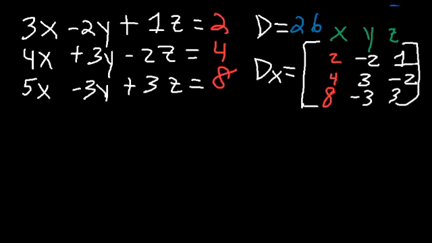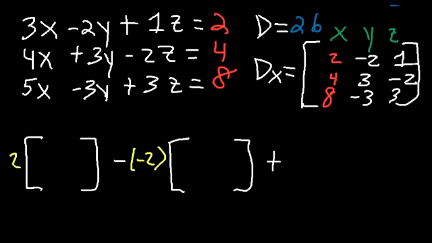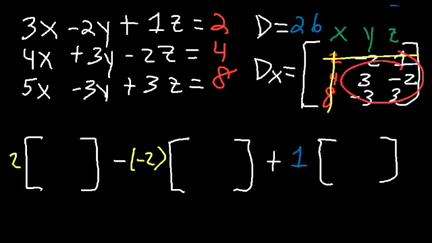So now, let's break down the 3 by 3 matrix into 3 smaller matrices. So let's get rid of the 2. So it's going to be 2, and then times, and then minus the -2, and then times another matrix plus positive 1 and times something. So once we get rid of the 2, we need to eliminate the row and the column that intersects the 2. So what we're going to have in the first matrix is 3, negative 3, negative 2, 3.